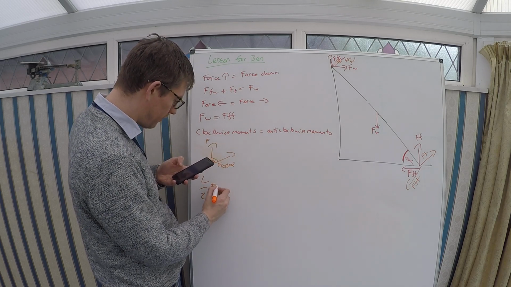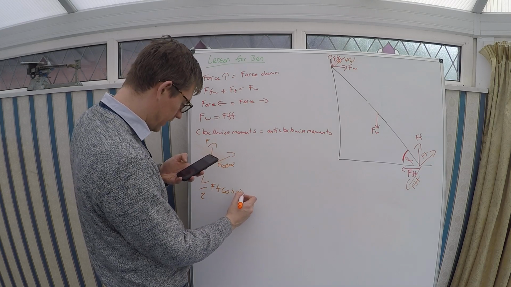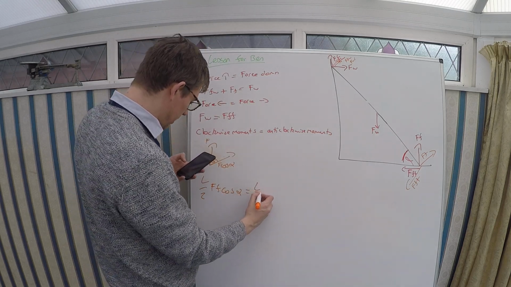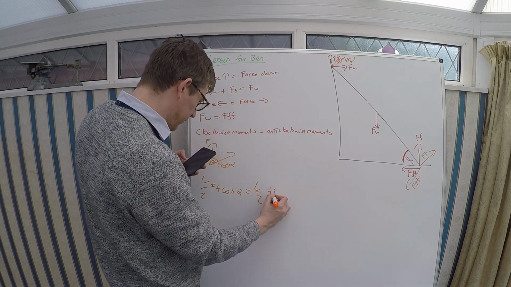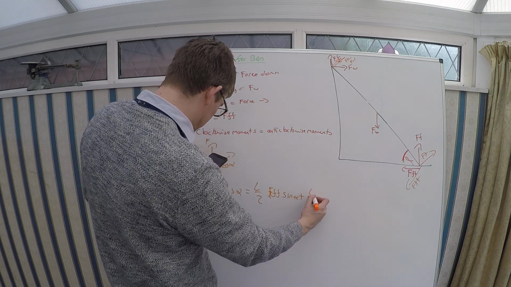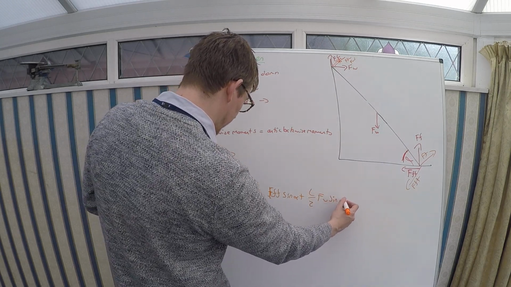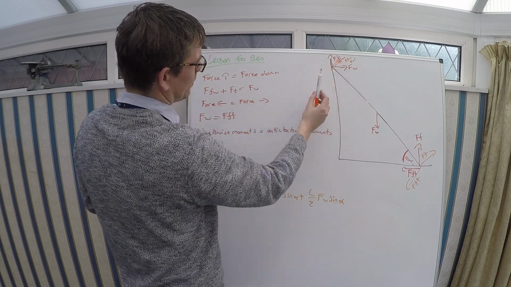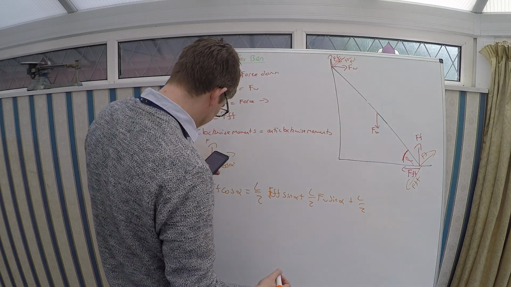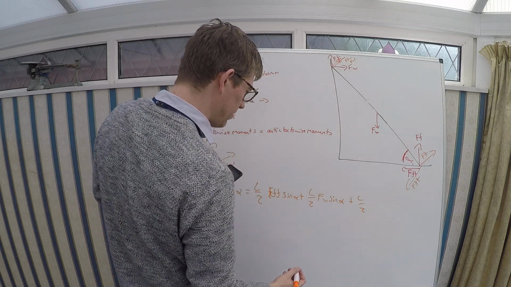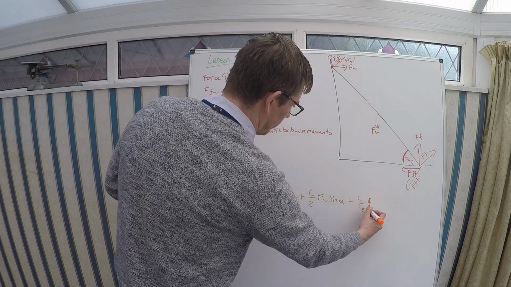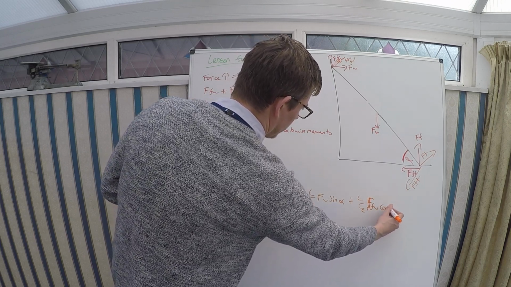The force of the floor cos alpha, so that's this bit, is going to be equal to length over 2 times the force of the friction of the floor sine alpha, add L over 2 force of the wall sine alpha, so that's that bit moved through that angle, add L over 2 force of the friction of the wall cos alpha. Is that right? Yes. Force friction of the wall cos alpha.